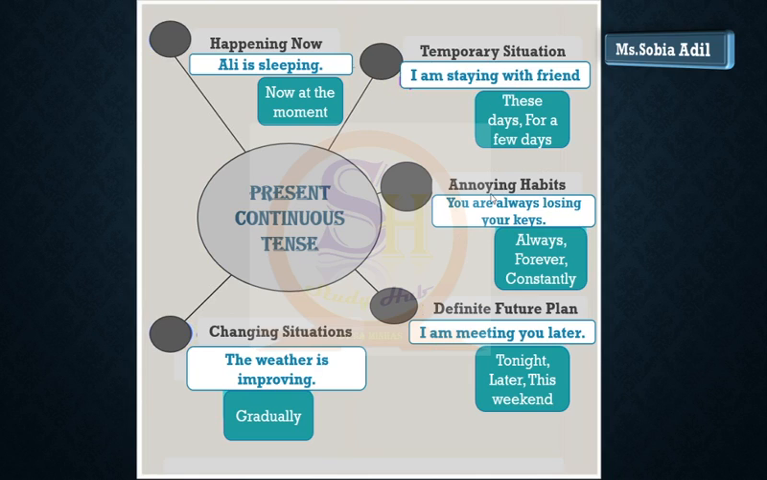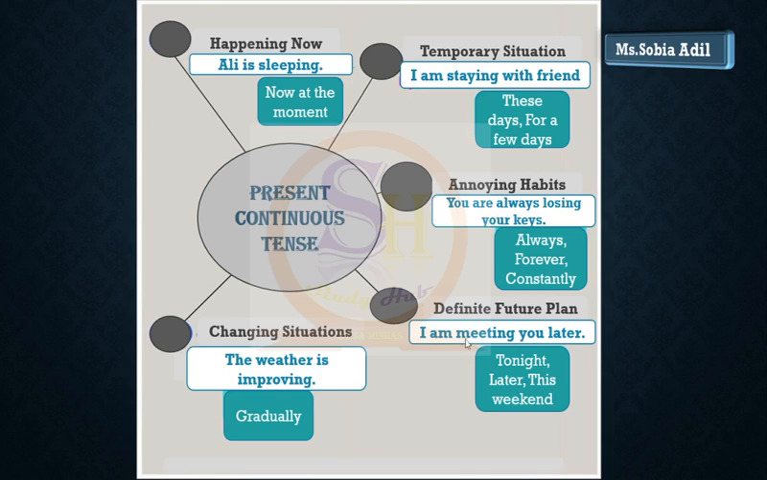Next comes annoying habits. You can use the tense in this type of situation to describe the annoying habits. For example, you are always losing your keys. You are constantly losing your keys. So you can use this tense to describe these types of things in this situation.